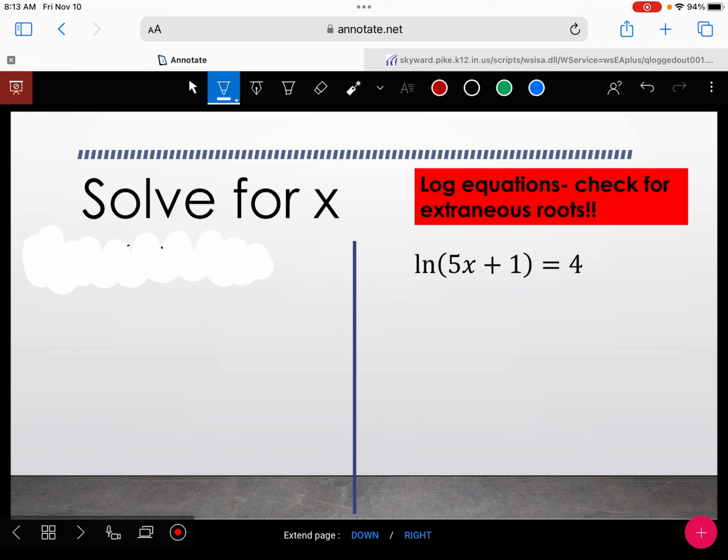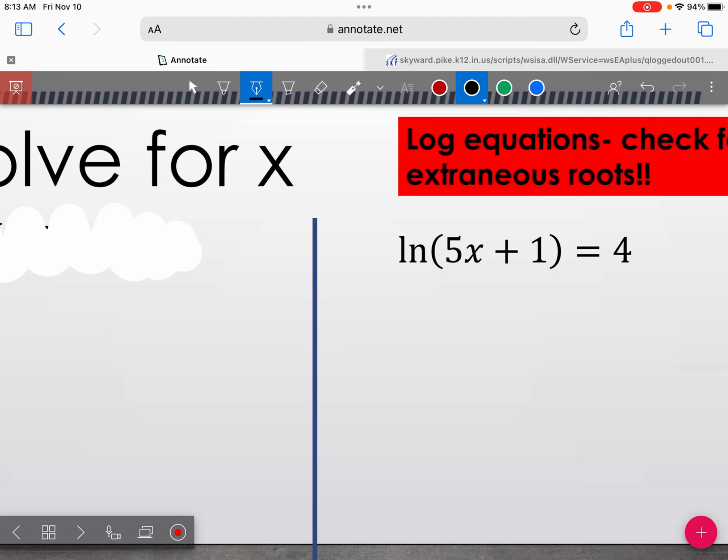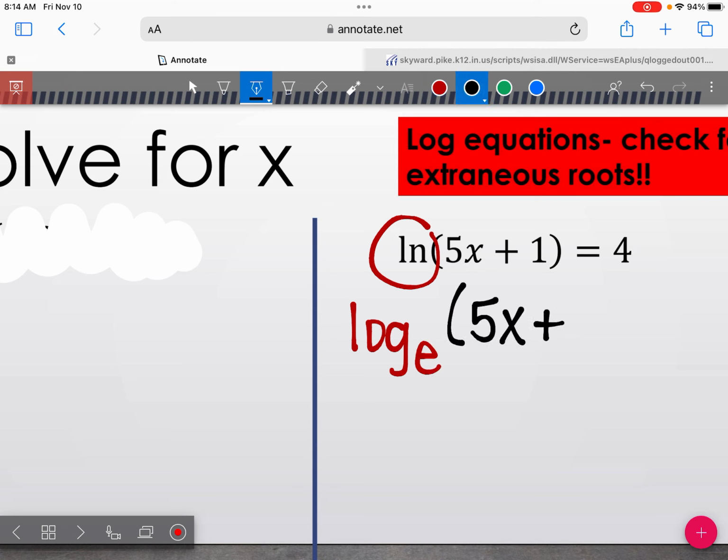Okay, so a natural log can be written as a log with the base e. So that's what a natural log is: a log with the base e. And whenever you have an equation that has only a log on one side, we have to rewrite it. So when I do my rewrite, the base is e, my exponent is 4, and it equals 5x plus 1. So it's e to the 4th equals 5x plus 1.